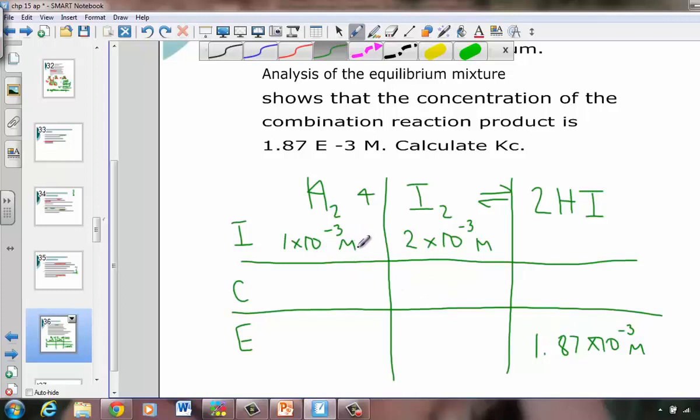Initially, the reaction is charged with 1 times 10 to the negative third hydrogen, 2 times 10 to the negative third iodine. You know what else we know? That initially there's absolutely no product. The reaction hasn't started yet, so there is no product. So go ahead and fill in that we know there's 0 molar product. Time goes by and reactants get used and products get made.